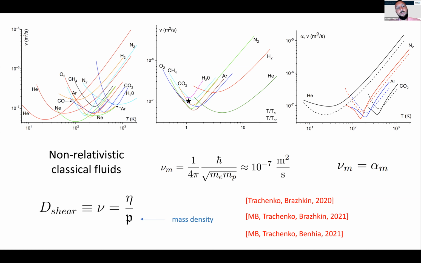On the contrary, if you go to the right of that minimum, you are in a gas. So in a gas, the system becomes very dilute. The particles are almost free, and the viscosity comes from the collision of the different particles. You can just use kinetic theory, and you will find that the viscosity is proportional to the mean free path. And the mean free path grows with temperature, and therefore you have this behavior.